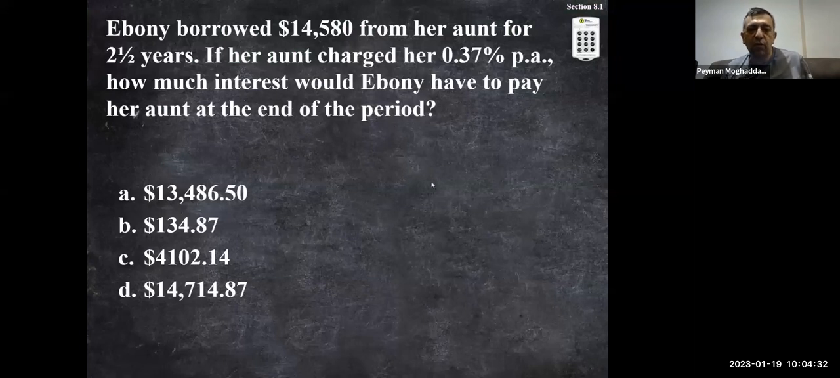I'm going to give you 3 minutes to solve this, guys. Ebony borrowed $14,580 from her aunt for 2.5 years. If her aunt charged her 0.37% per annum, how much interest would Ebony have to pay her aunt at the end of the period? Okay, I'll give you 3 minutes for this.